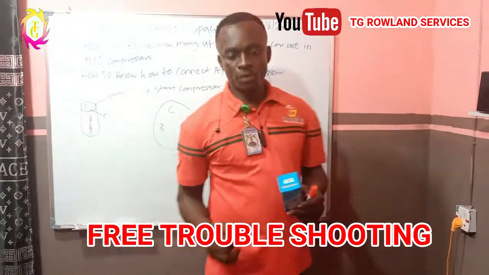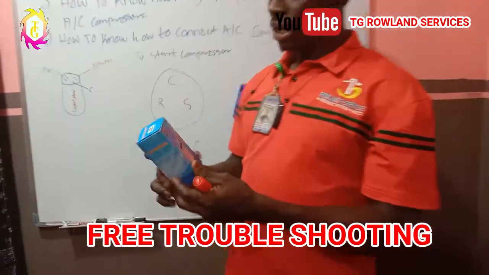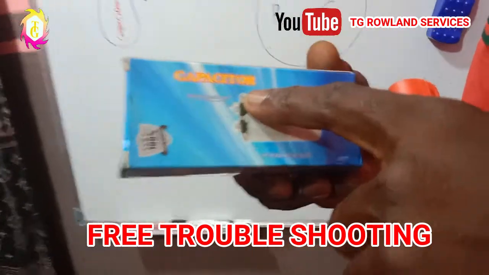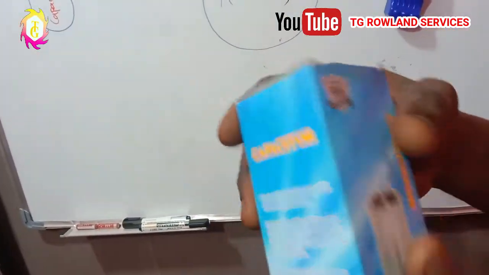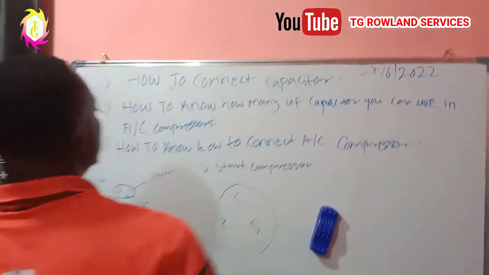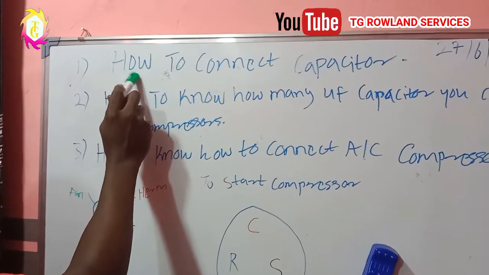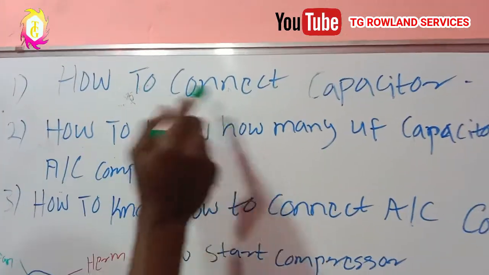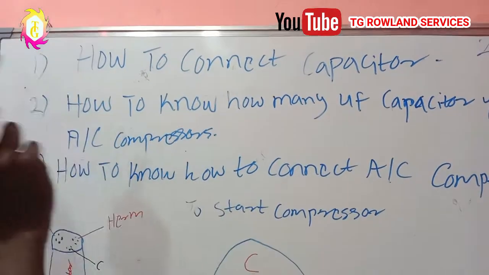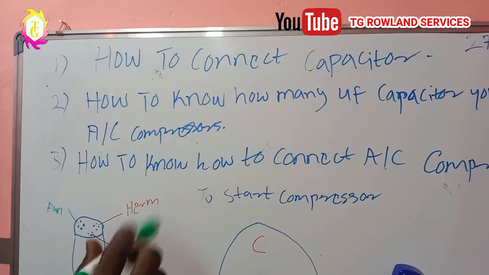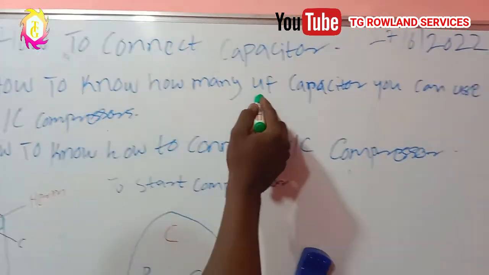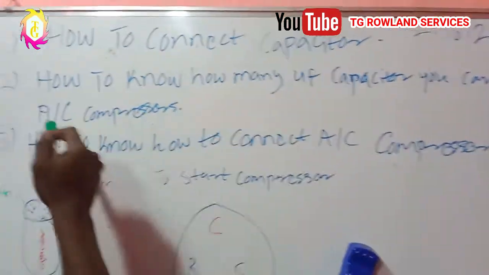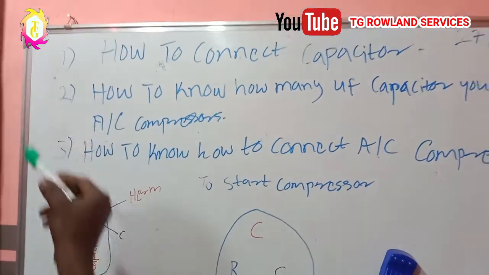All right, here we are. Come close. This is a capacitor. Now we are on the practical aspect of it. Go back to the board. We are going to treat this one first: how to connect a capacitor. Fine, we start with that one. And this is how to know how many UF capacitor you can use in an AC compressor. Now, let's start with number two.